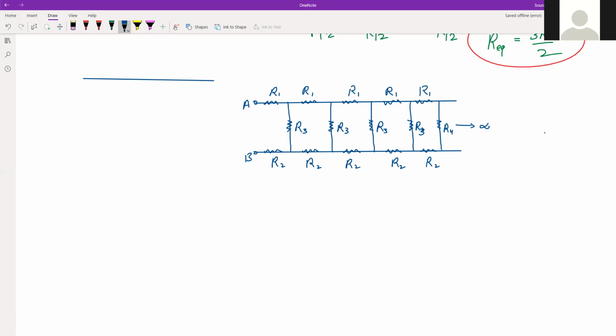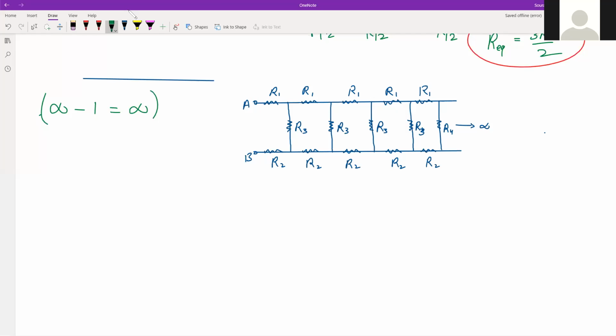Now what does an infinite circuit mean? A very important property of infinity is that from infinity, if you reduce 1, you still get infinity. You remove something from infinity, you still get infinity. That is the property of infinity.